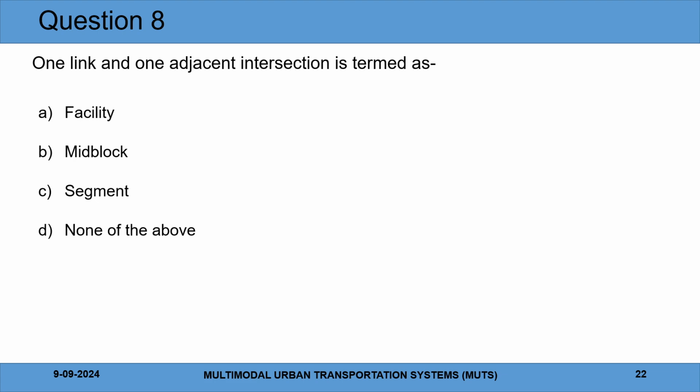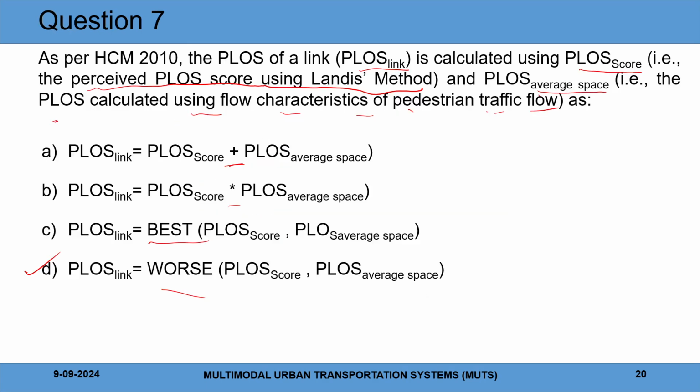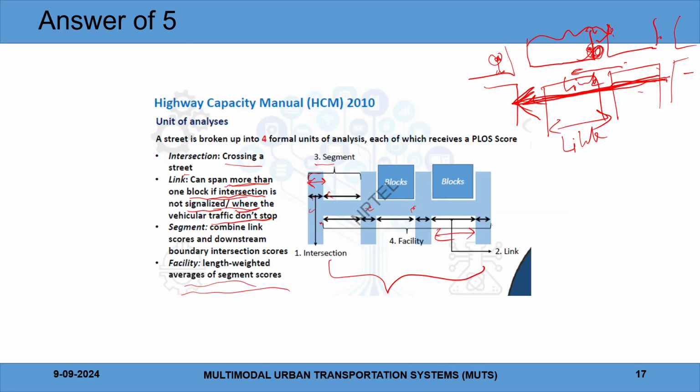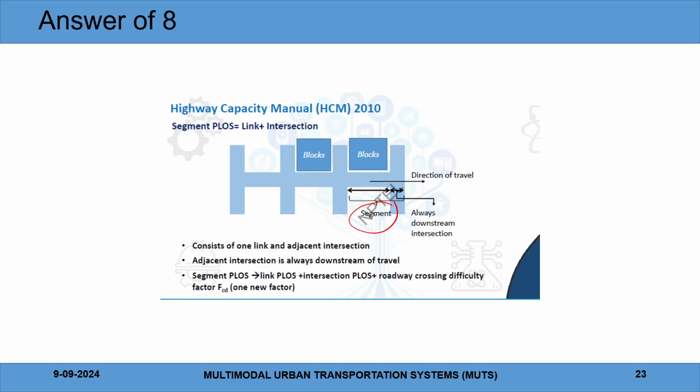So the intersection is basically the downstream intersection. It is termed as segment. In this one also we have discussed that segment is one link plus one downstream intersection. So the PLOS of a segment is the link plus intersection.